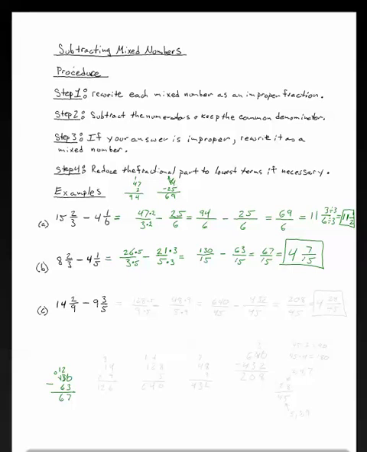Example C gives us 14 and 2/9 minus 9 and 3/5. So the first thing we're going to have to do is convert these to improper fractions. And these ones aren't quite as easy to do. So 14 times 9 I'll probably have to do on the side. 14 times 9. 4 times 9 is 36. Carry the 3. 1 times 9 is 9. Plus 3 is 12. So it's 126. And then we have to add the numerator of 2. So it's going to be 128 over 9.